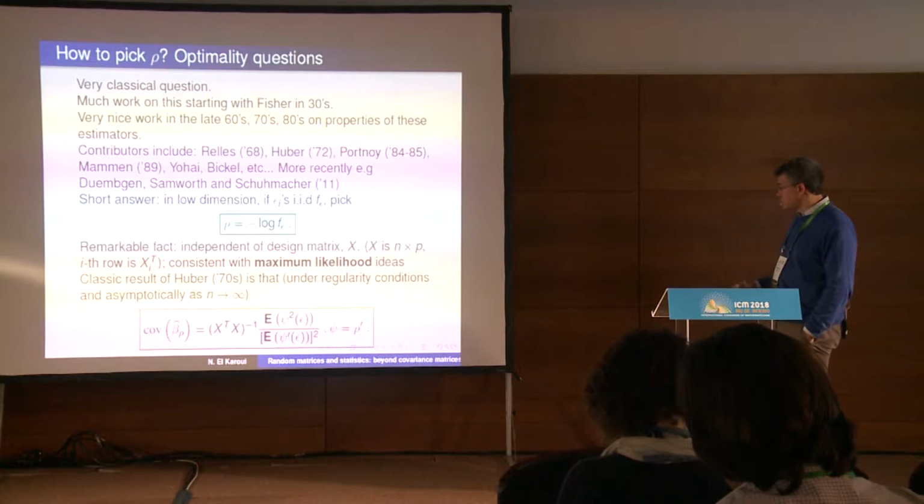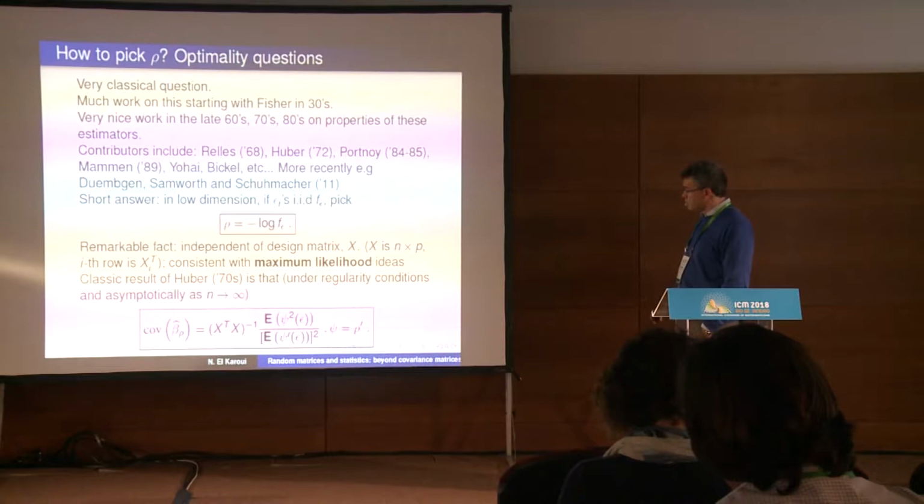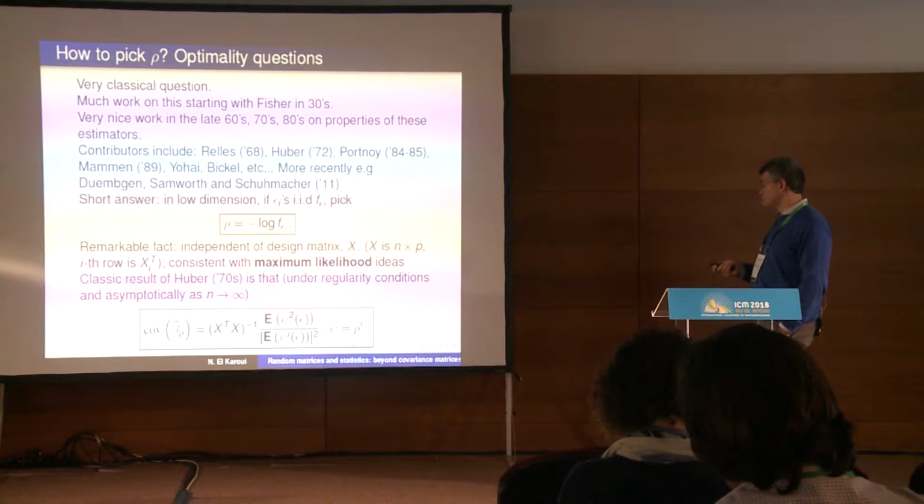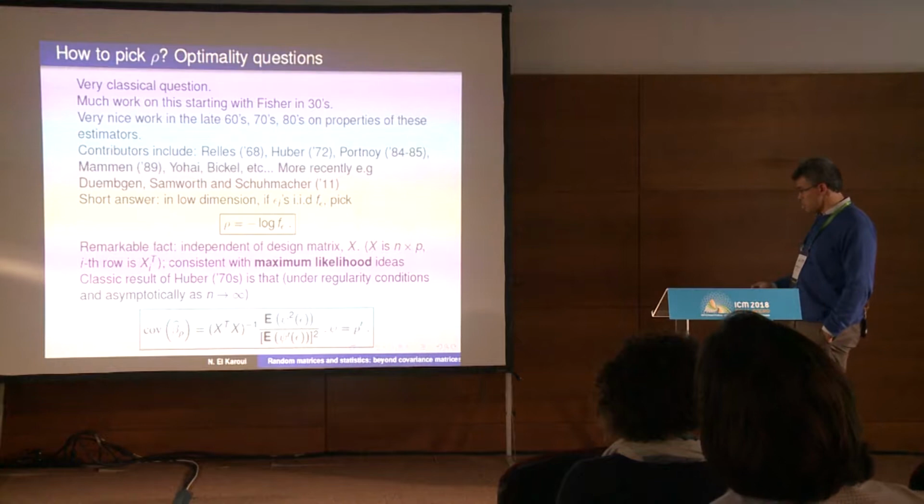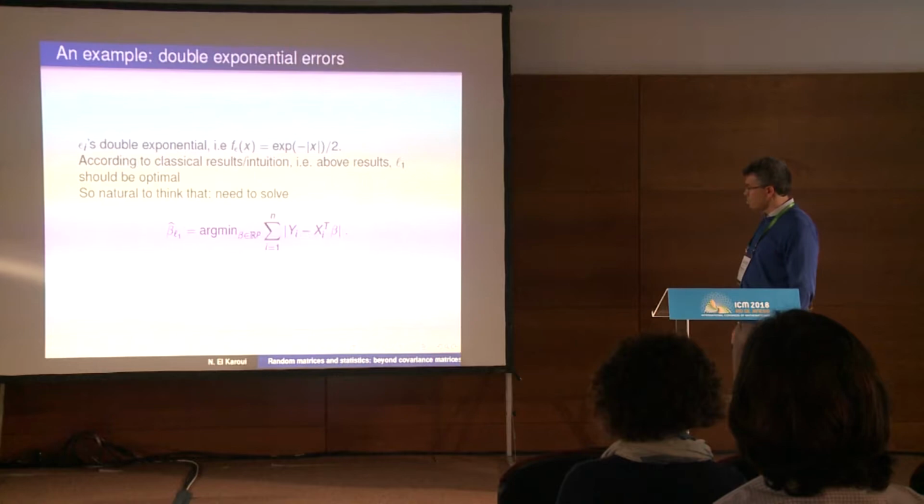Okay, so what Huber did is that he solved the variational problem associated with that and found that the optimal solution for rho was basically that. Okay, so very, very well understood, very classical. It's nice, it's all maximum likelihood, and it doesn't depend on the design. Okay, so let's be concrete.